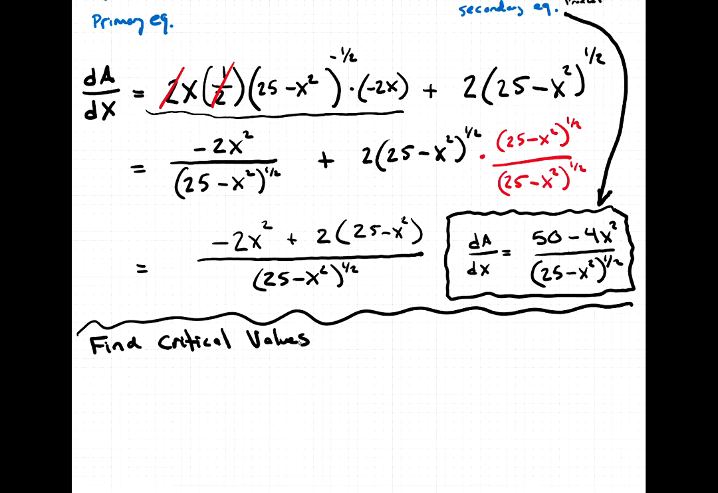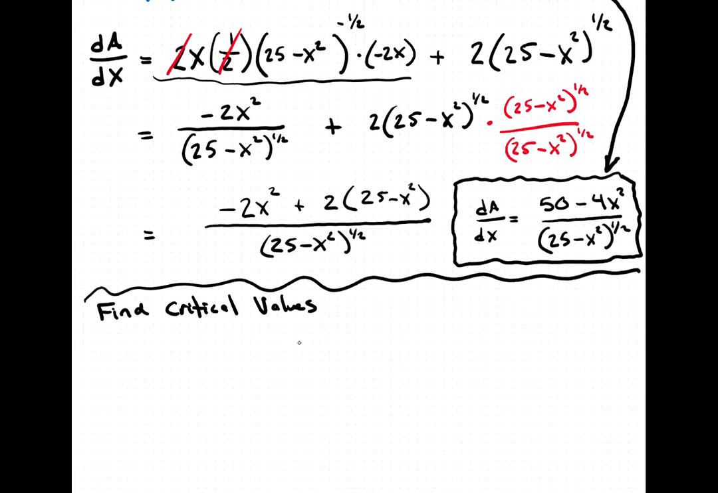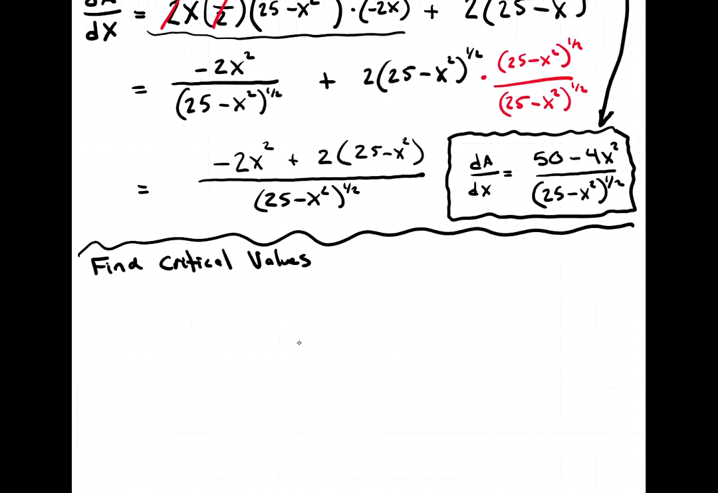So we're going to find the critical values now. And critical values are where the derivative is equal to 0 or undefined. So that means, when is 50 minus 4x squared equal to 0, or when is 25 minus x squared to the 1/2 equal to 0? So when's the top equal to 0? When's the bottom equal to 0?